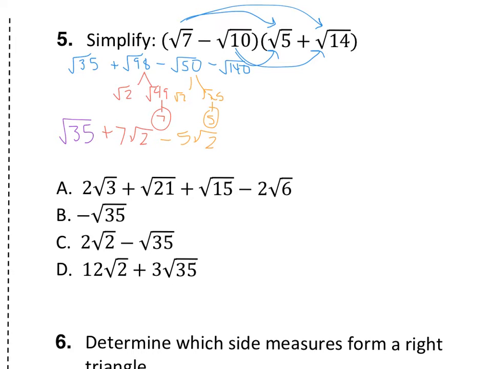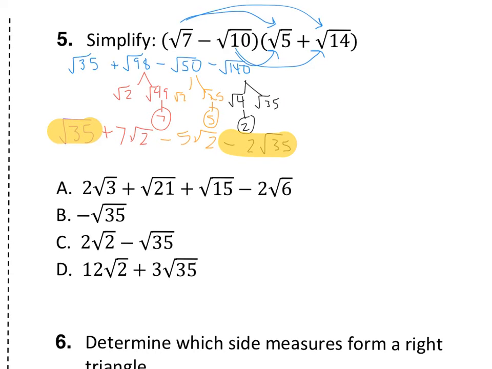And last but not least, the square root of 140 breaks down into 4 and 35. And out of the 4 comes a 2. So minus 2 square roots of 35. So now if I look at any like terms here, or like radicands, the square root of 35 minus 2 square roots of 35.